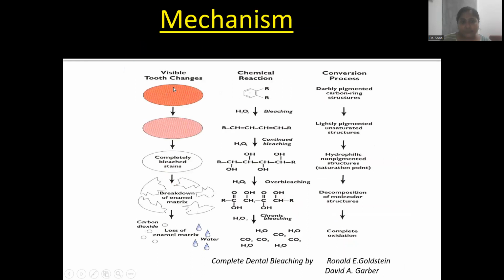As you can see in this picture, initially the darkly pigmented carbon ring structures are there, which then convert, when bleaching agents are applied, to lightly pigmented unsaturated structures, and then to completely bleached stains. In the third stage, the tooth is reverted back to its normal color. But if you continue applying the bleaching agents for a longer period of time, beyond the saturation point, this can even cause breakdown of the enamel matrix. So you have to stop it at the right time.